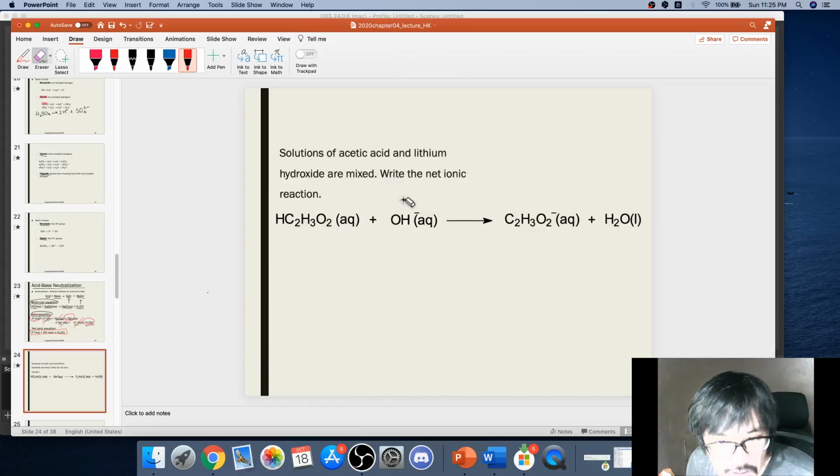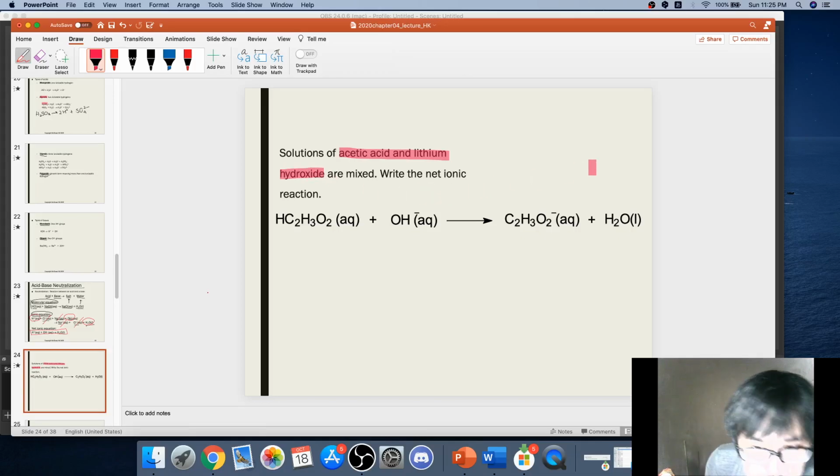So let's try this particular situation here. The solutions of acetic acid and lithium hydroxide are mixed. Write the net ionic reaction. I'm going to write out some actual formulas, because this one seems to be missing the lithium here. I'm going to start out with the molecular formulas.